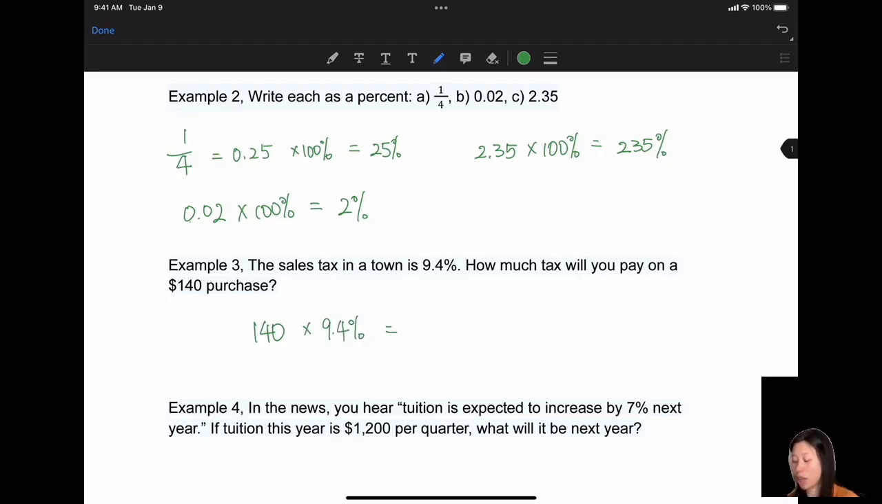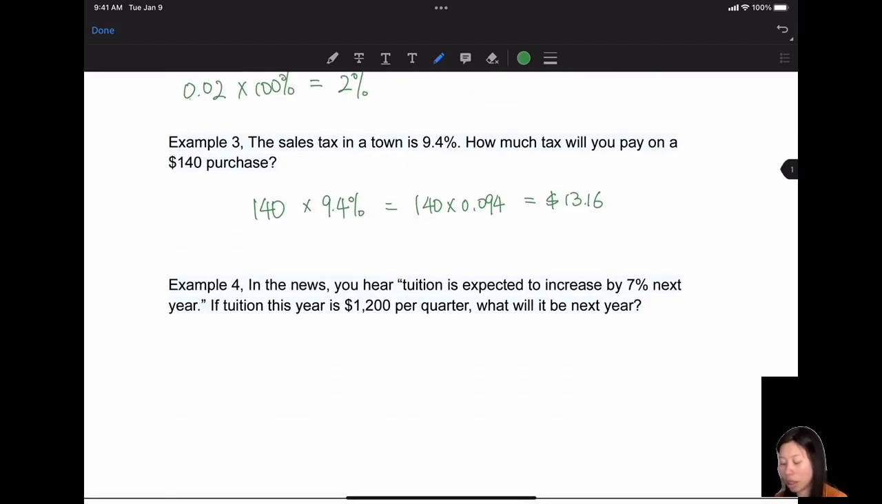This means you're paying 9.4% of the item value. So this is equivalent to 140 times 0.094. Then you get the tax that you're paying, which is 13.16. That's how much you're paying. This is just the tax, not the total.